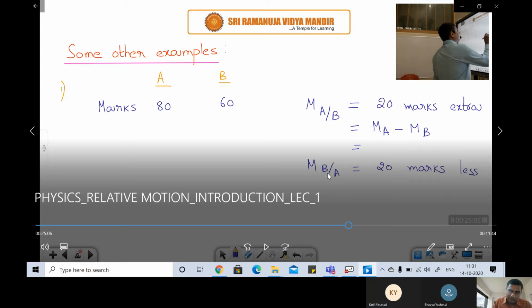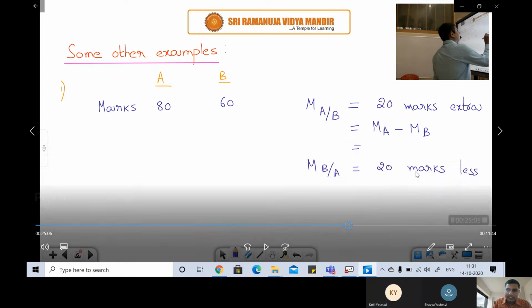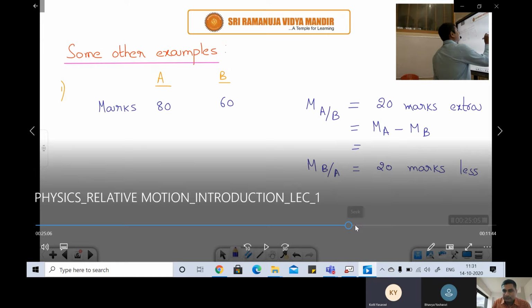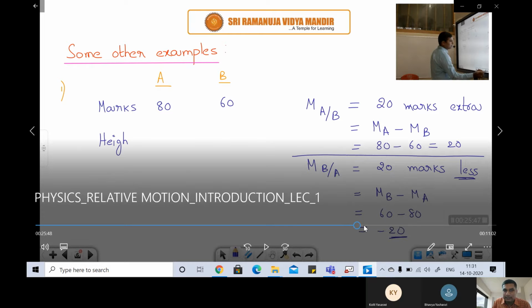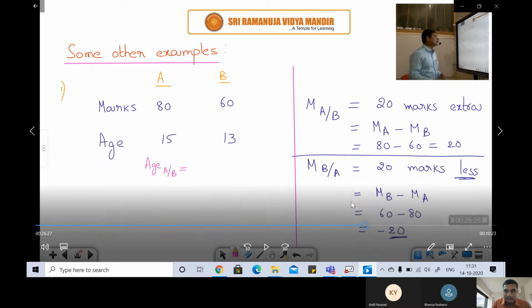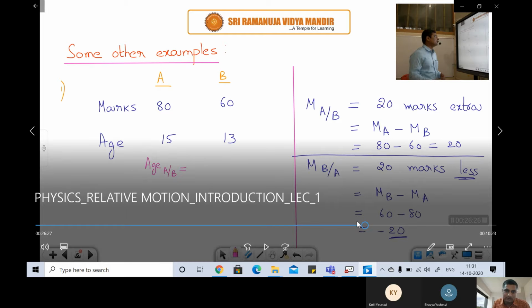Same way, sir. B with respect to A means B minus A. So that means whenever we write something, first minus second. That's all. Suppose, let us say, age. Suppose A's age is 15 and B's age is 13.